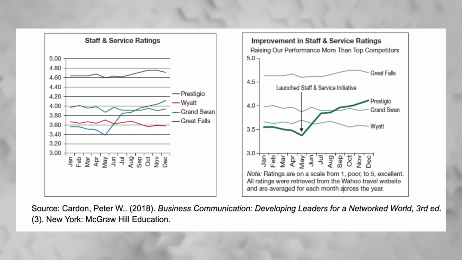On the left, we have an example of a bad chart. The chart title is short and quite unhelpful. What does staff and service ratings mean? Whereas the right chart is more effective. It says improvement in staff and service ratings. Also, the subtitle, in just 7 words, explains if the improvement was intentional or goal-based and how this improvement was better than their competitors.